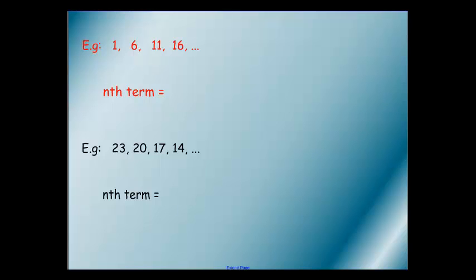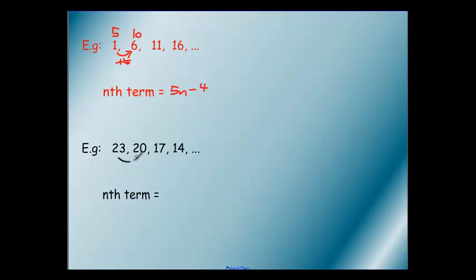16. So this time, it's going up in 5s each time. So it's a bit like the 5 times table, in which case my nth term is going to start with 5n. But the 5 times table actually starts 5, 10, 15, so on. So how do I get from the 5 times table to my sequence? Well, I just have to take away 4 each time.